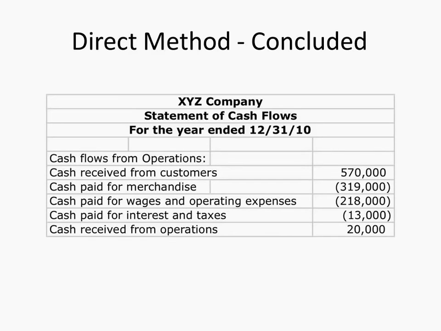Cash paid for merchandise, we went through. Cash from customers. Now, cash paid for wages and operating expenses was $218. What was the number of wages expense? $216. So why is it $218? That is the question. Right, there's something missing for $2,000 that we have to deal with, right?